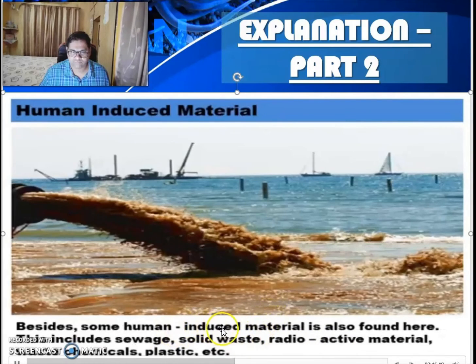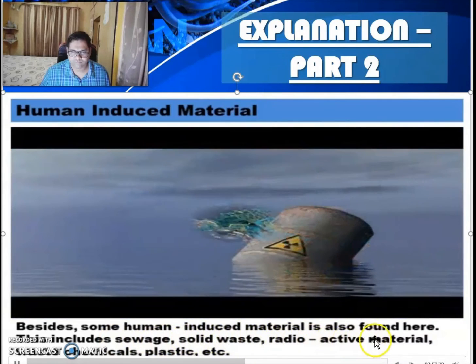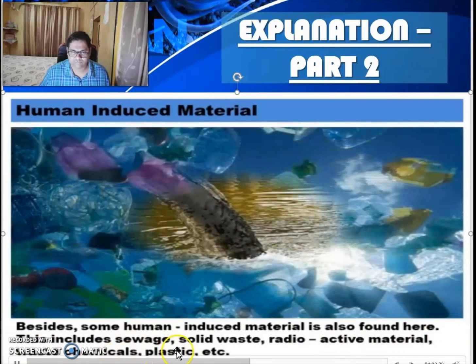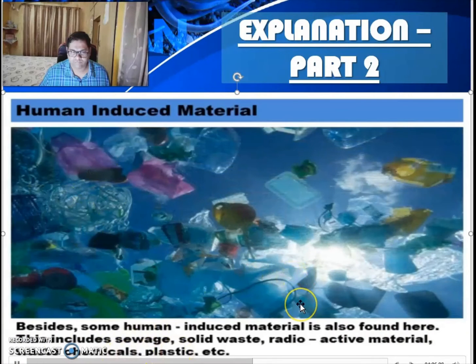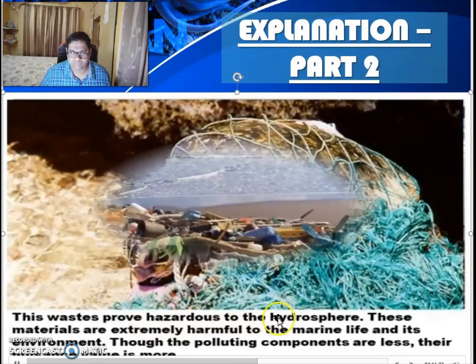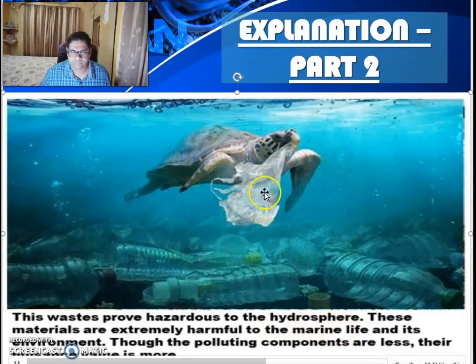Human-induced material. Besides, some human-induced material is also found here. This includes sewage, solid waste, radioactive material, waste chemicals, plastic, etc. This waste proved hazardous to the hydrosphere. These materials are extremely harmful to the marine life and its environment. Though the polluting components are less, their nuisance value is more.